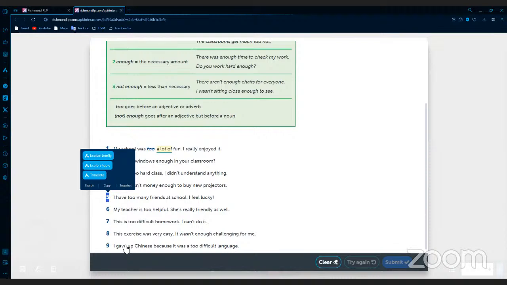So number 5: I have too many friends at school. I feel really lucky. This one doesn't have to do with do. Actually, this exercise is kind of weird now that I'm thinking about it. Yeah, the issue is too many friends. This one has to do with common usage. I don't like this exercise a lot, but we need to see it.